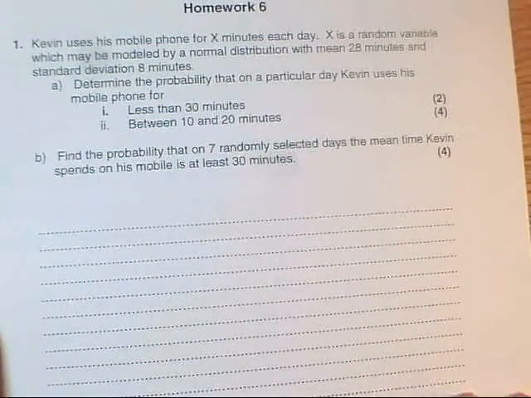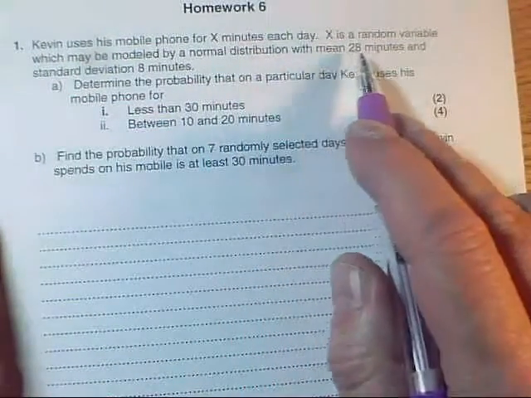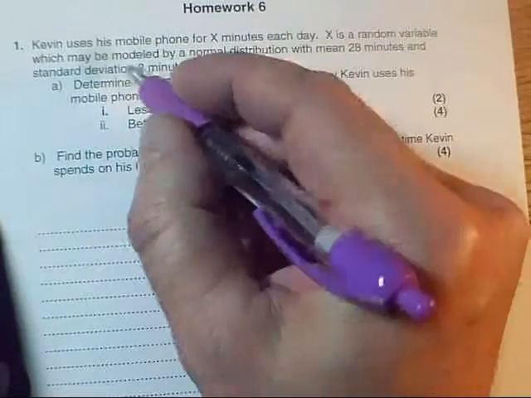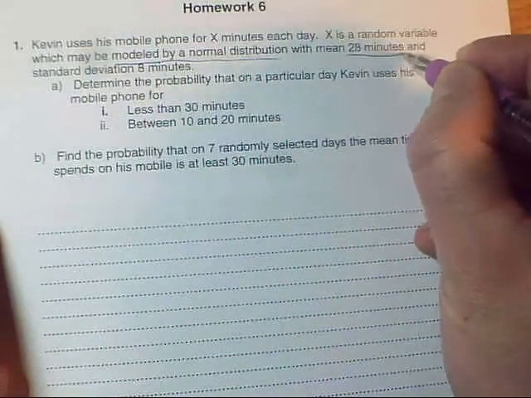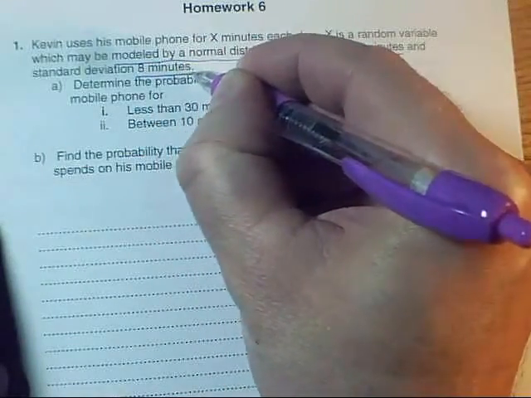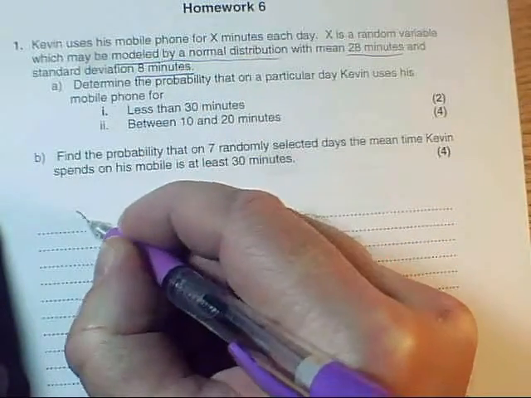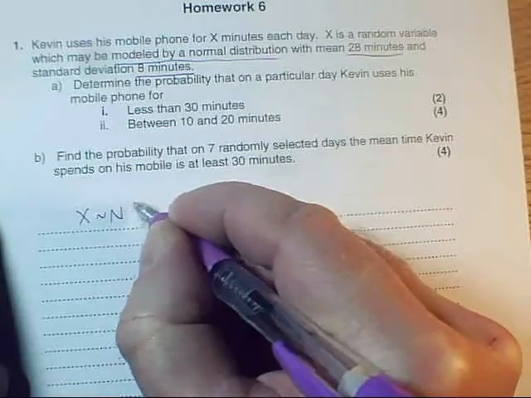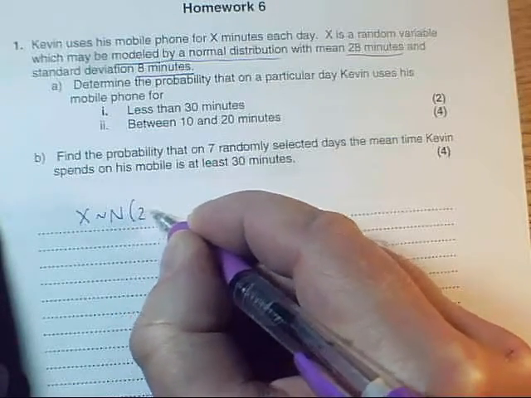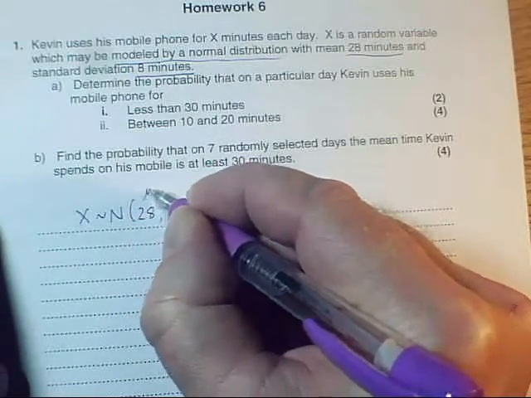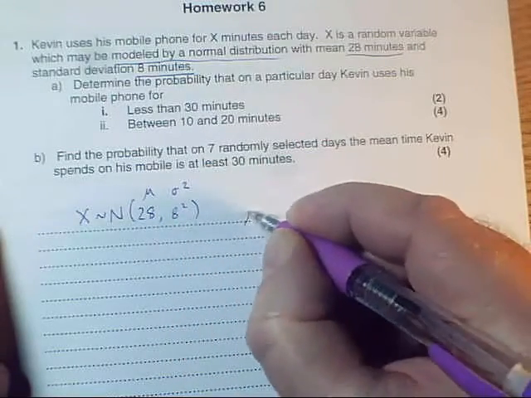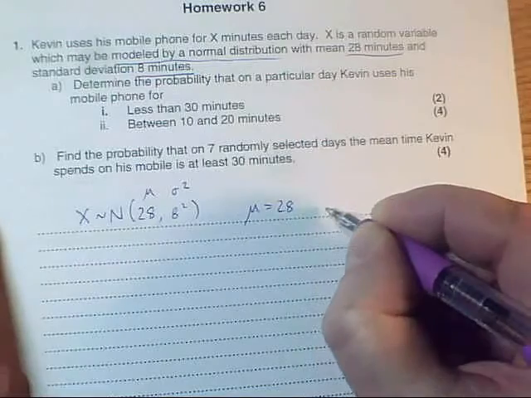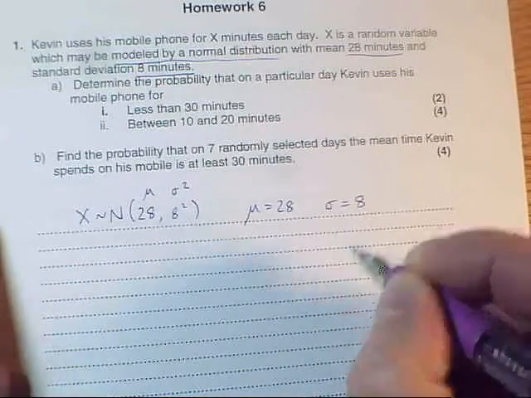Okay, we've got a question about using a mobile phone, and we're told that we can use a normal distribution, and we're told we've got a mean here, and we've got a standard deviation here. So before I do anything else, I can say that x has a normal distribution, mean is 28, and I always use, that's mu, sigma squared, which will be 8 squared.